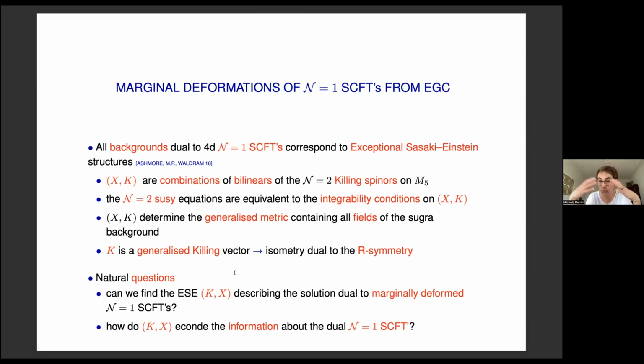So since we have all these formulas that allow us to enlarge the analysis to solutions that are dual to more general N=1 SCFTs, we want to see whether we can find an exceptional Sasaki-Einstein structure, meaning a K and an X that satisfy the differential conditions I showed you before, that describe marginally deformed N=1 CFTs. And if we find such K and X, how can we extract the information about the dual CFT?